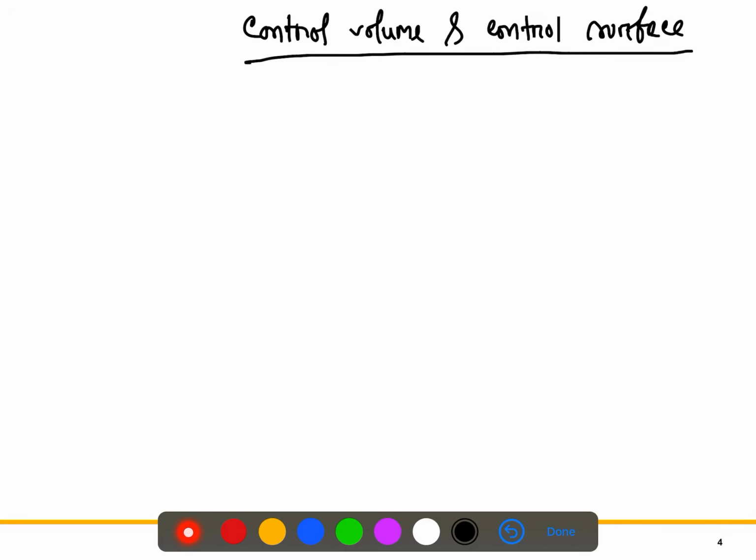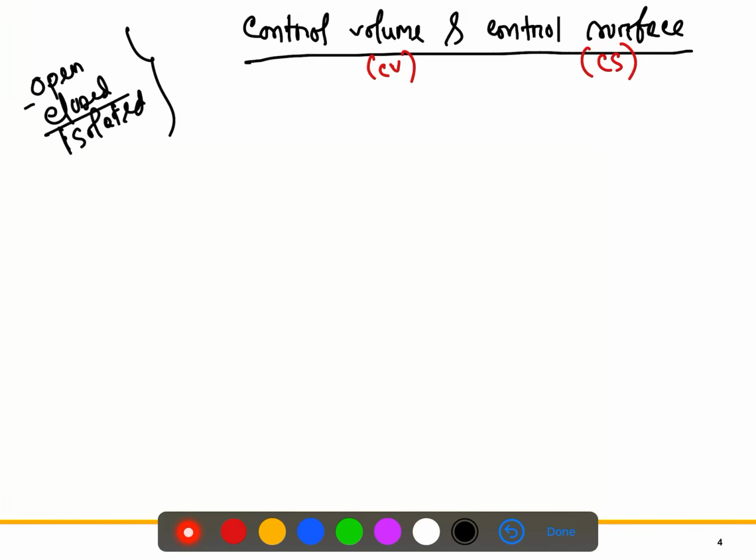So from thermodynamics, throughout the semester, control volume we can define as CV and control surface as CS. You will see most of the time we will write it as CV and CS. Anyway, in thermodynamics we know the definition of the system. We have different systems: the open system, the closed system, and the isolated system. So far we discussed the closed system and the open system.